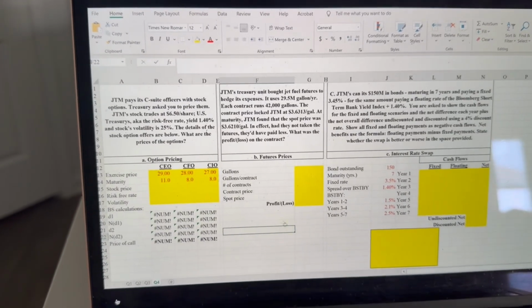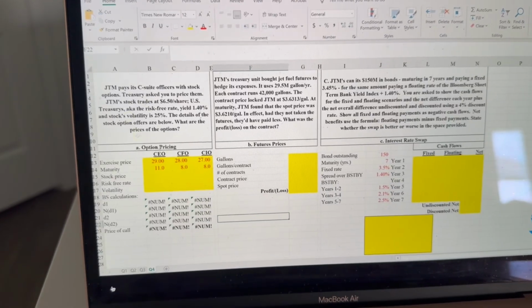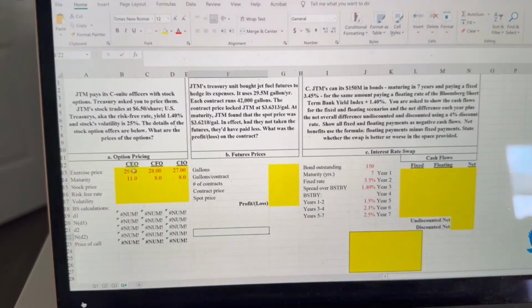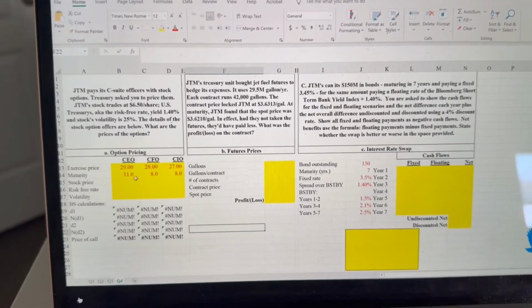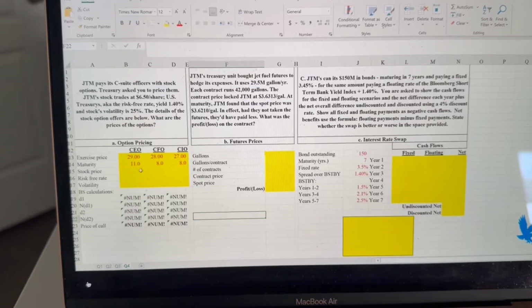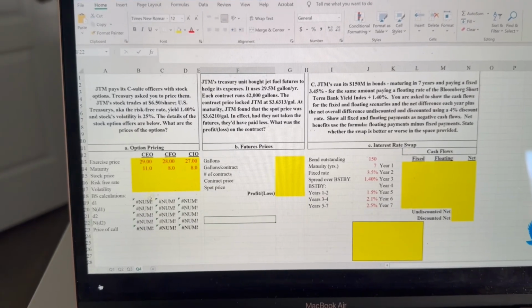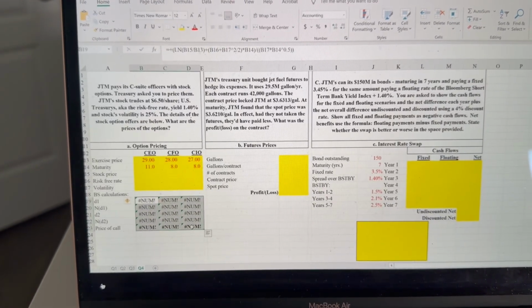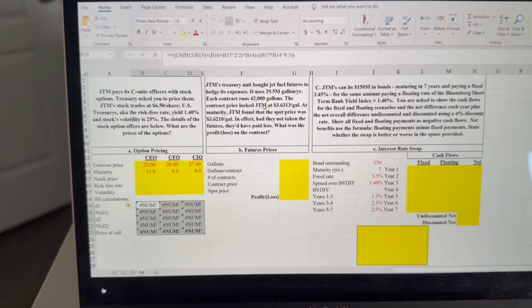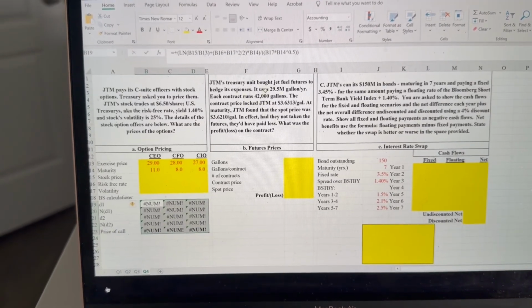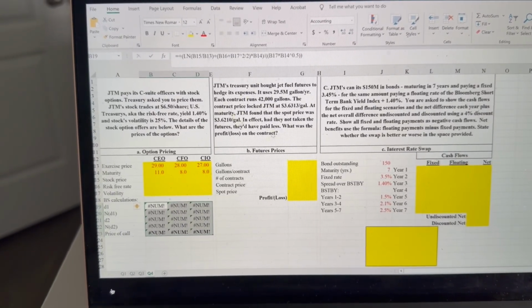Finally, in part 4, we're using the option pricing model, which you already used when we did real options. So all you have to do is put in stock price, risk-free rate, and volatility, and the numbers will calculate themselves automatically. So the true new parts are here in this section on futures.